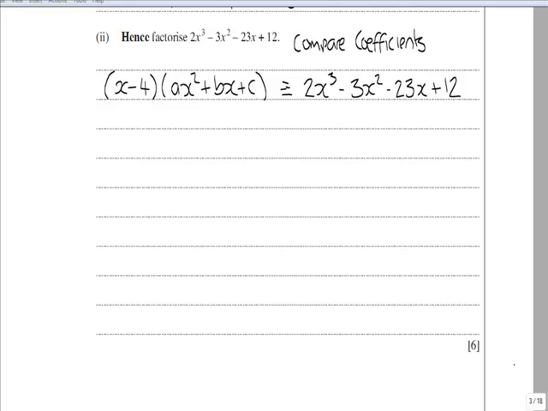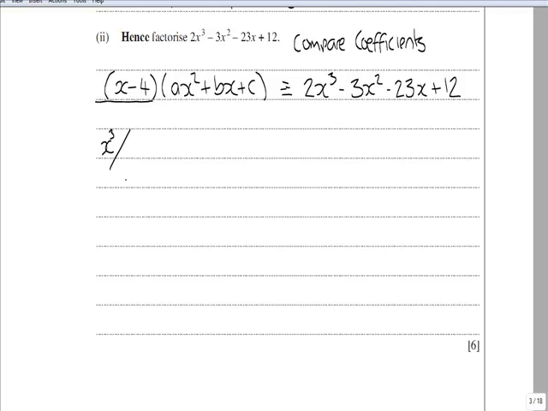In part 2 of question 2b, we have to factorise the polynomial. Well, we know that x minus 4 is now a factor. If we take out a factor of x minus 4, we're obviously going to be left with a quadratic. So we know that x minus 4 multiplied by some quadratic, ax squared plus bx plus c, is the same as our polynomial. So if we compare coefficients, I'm going to look at my x cubeds first.